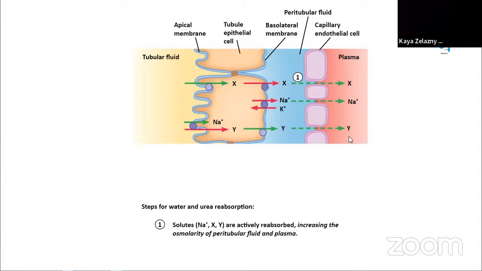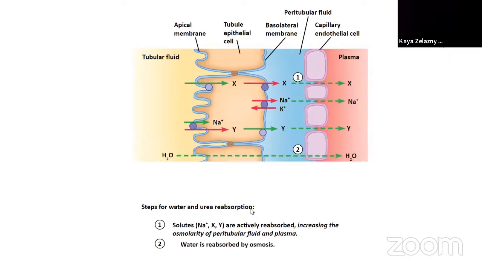So first thing, our solutes get reabsorbed, increasing osmolarity of the peritubular fluid in the plasma. They're increasing osmolarity because osmolarity is a measure of how much solute is there. So because we move sodium or potentially other ions into the peritubular fluid and into the plasma, we increase the osmolarity by increasing the solute concentration.